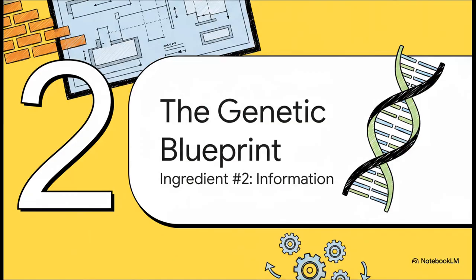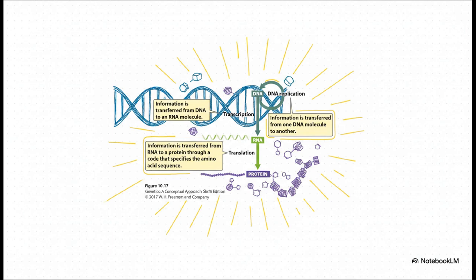Okay, so we've got our building blocks. We have our bricks. But a pile of bricks doesn't just automatically become a house, right? You need a blueprint. You need a set of instructions. And for life, that is our second crucial ingredient: information. And this is how that information flows.